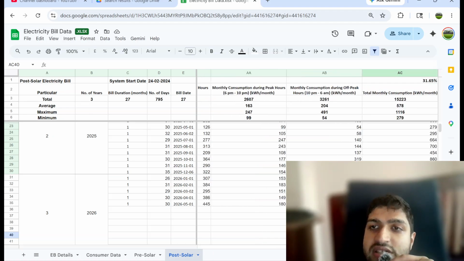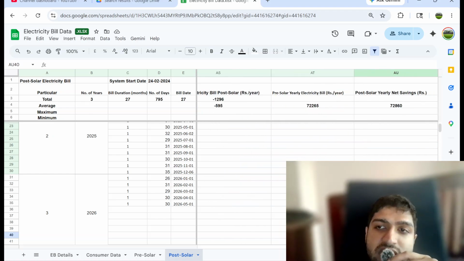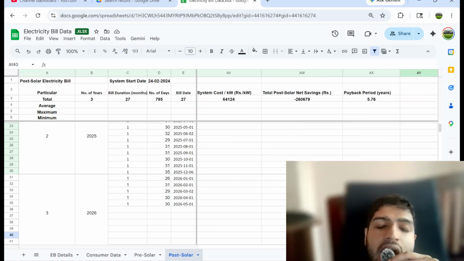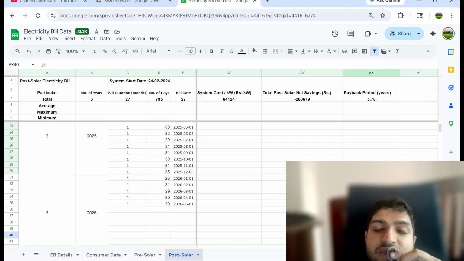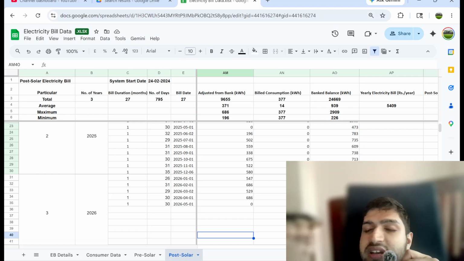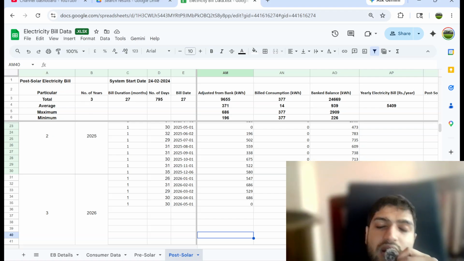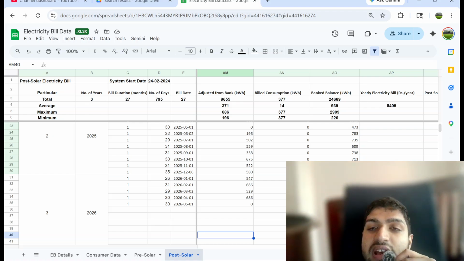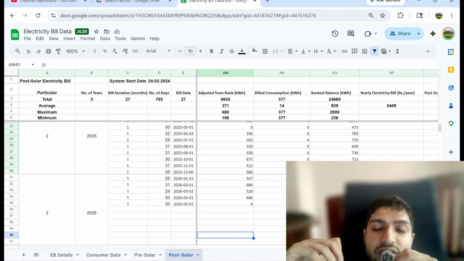Now, based on this, we have calculated what is known as the payback period. The payback period here comes out to be 5.76 years. Less than 6 years is considered to be a very good payback period. That is where our net savings will be positive. So after 5.76 years, whatever the cost is covered, and then it is all profit from that point onwards. So from year 7 onwards, it's all profit for my solar system.